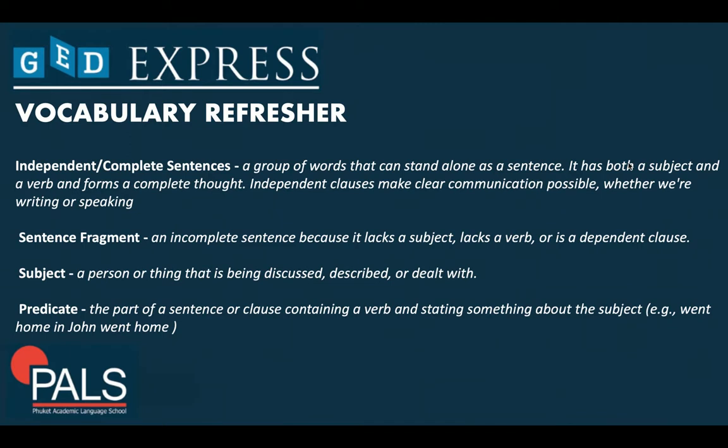For example, "went home" and "John went home." Who did the action? It is John, which is your subject, and what was the action that was done? That was "went." And "went" directly corresponds to the subject, John, and that makes it its predicate. So you can have a verb in a sentence, but it doesn't necessarily make it the predicate to the subject.